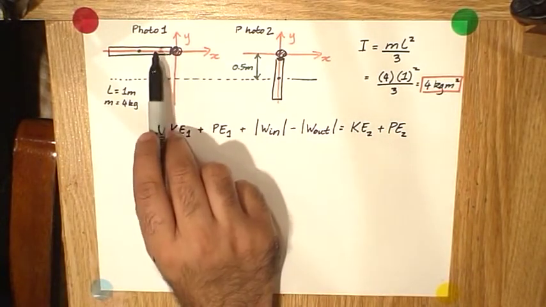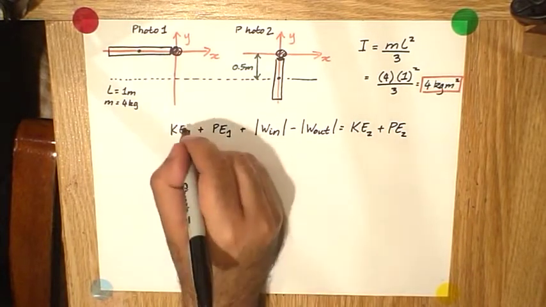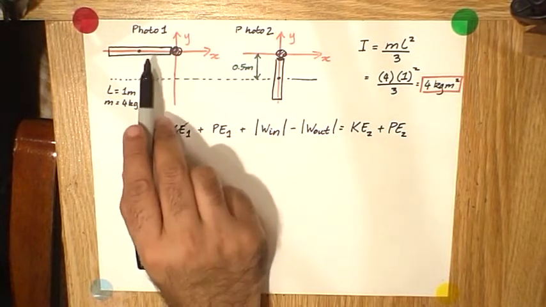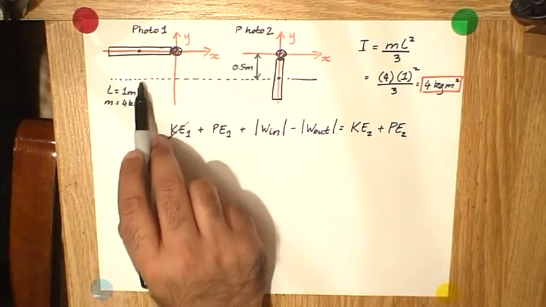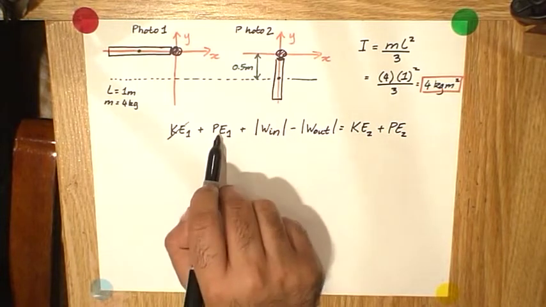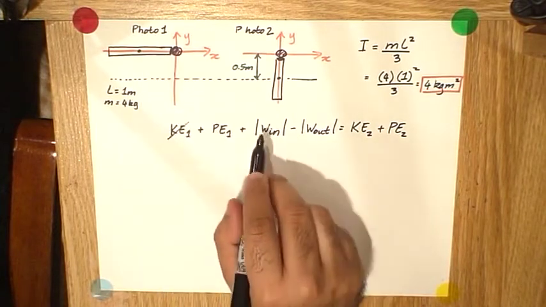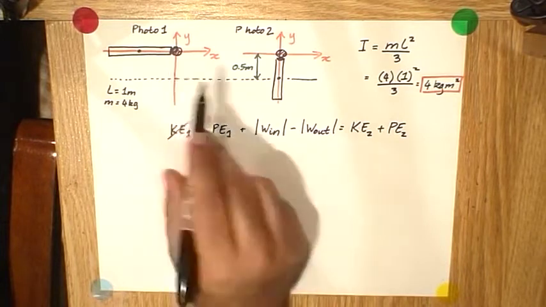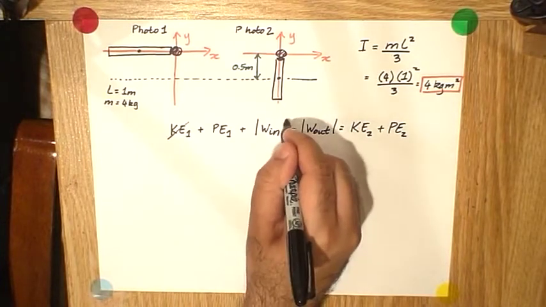The rod is at rest in photo 1. There's no kinetic energy. But the center of mass is at an elevated height relative to where it ends, so there is potential energy. The work in, this doesn't have a jetpack strapped to it, so there's no work in.